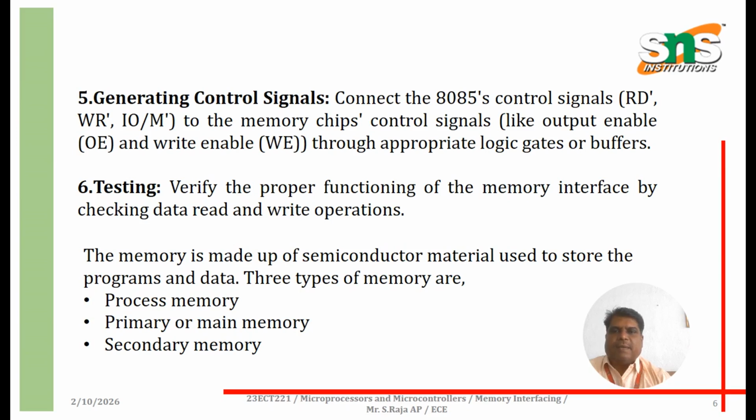The memory is made up of semiconductor material used to store programs and data. In general, the 8085 has a number of storage registers, that is the accumulator and the special function registers B, C, D, E, H, L, and sometimes they are used as the stack pointer or the program counter for additional data storage needs. All the above data structures come under 3 types of memory: one is called processor memory, second is primary or main memory, and third is the external memory or secondary memory.